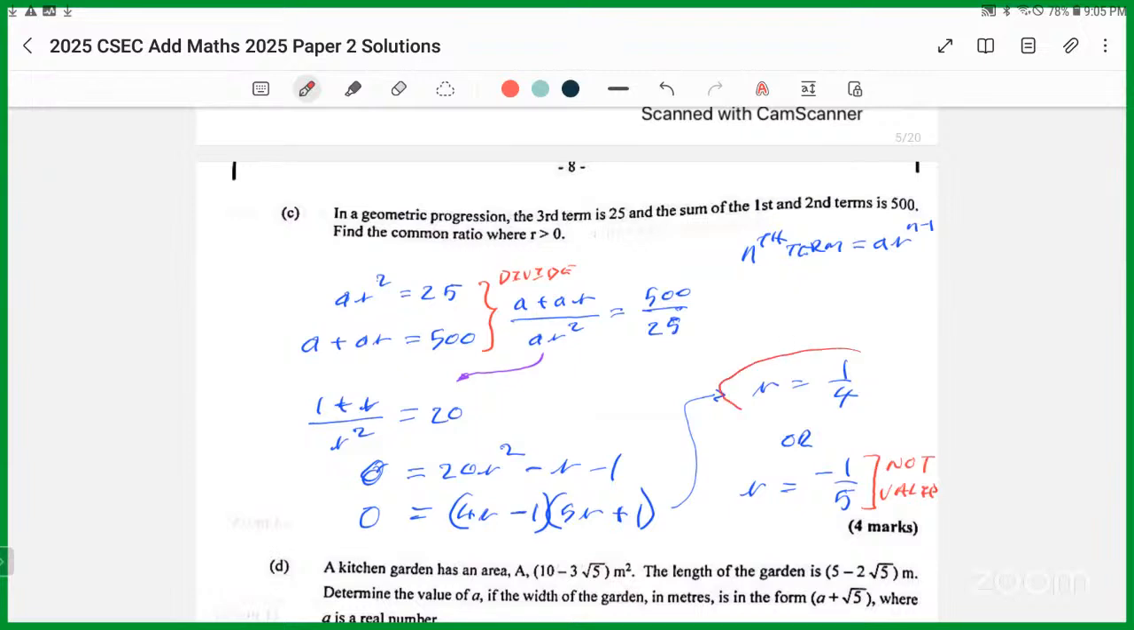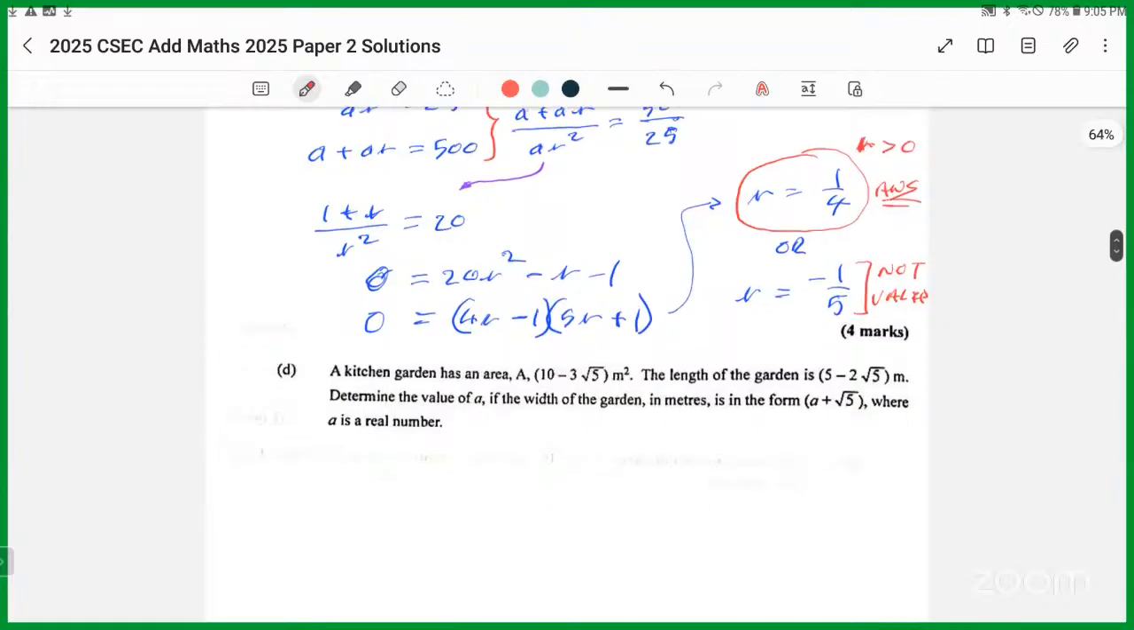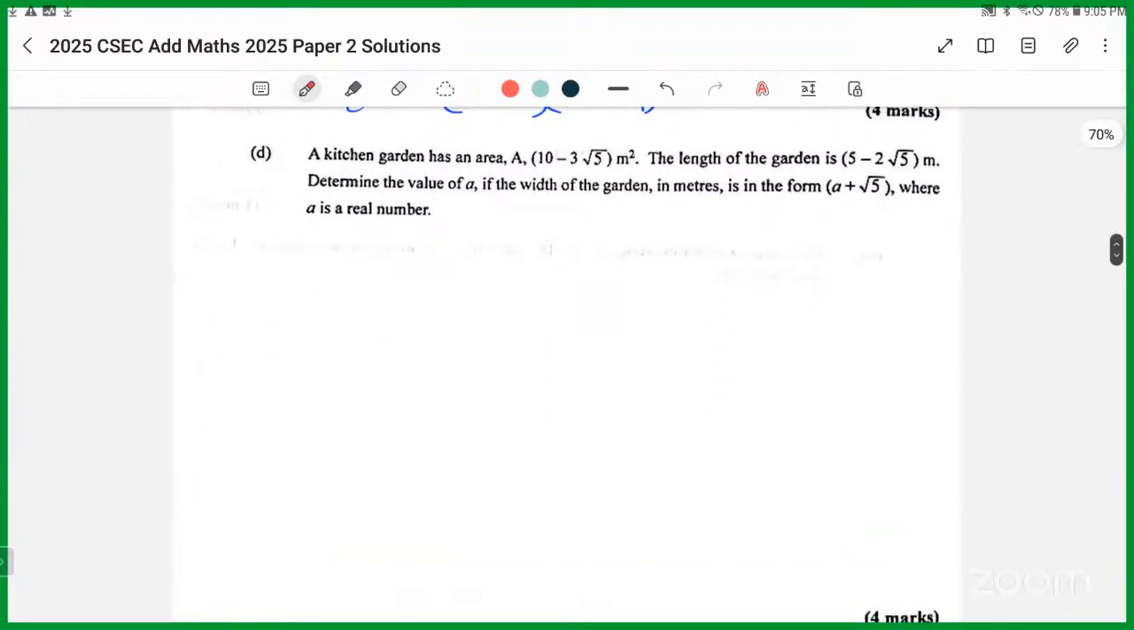Therefore, this one is the answer. This is our answer right here. Plus R is greater than 0. That's right, so no answer. R is equal to a quarter. Done. Next question says kitchen garden.